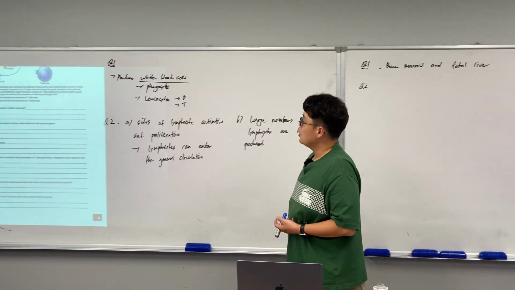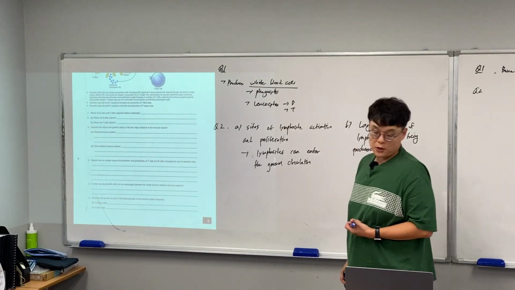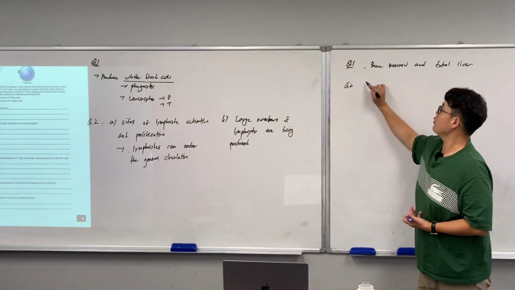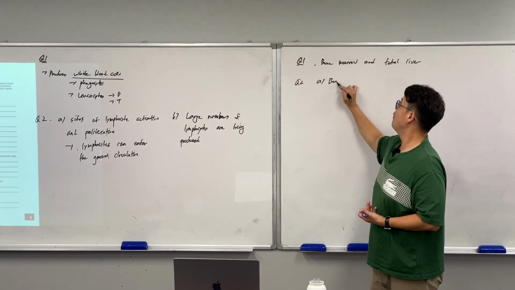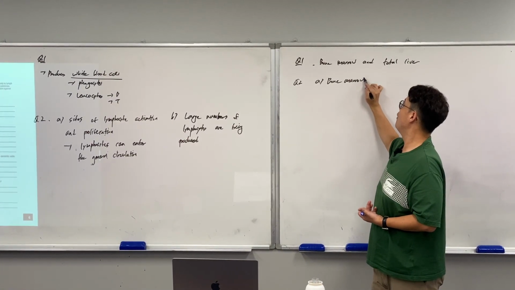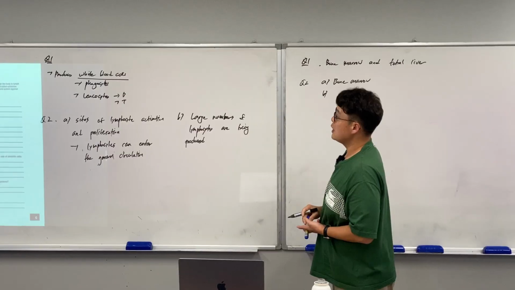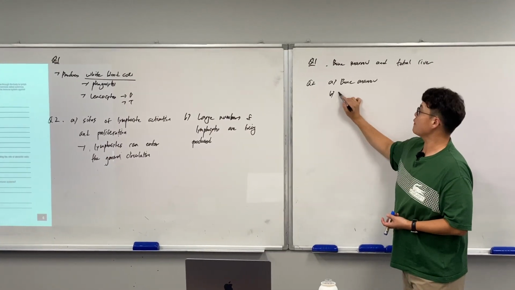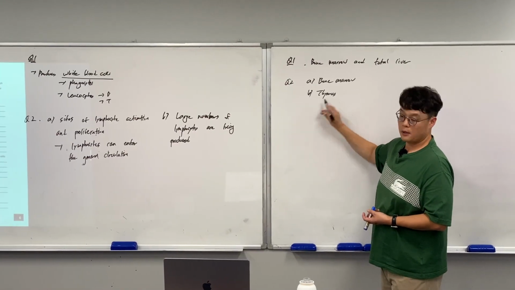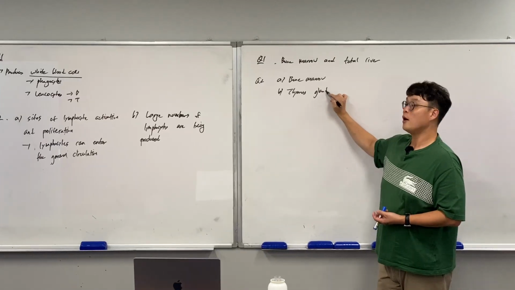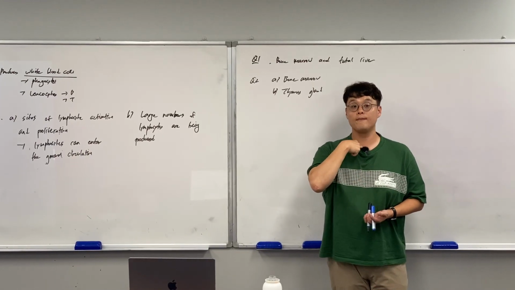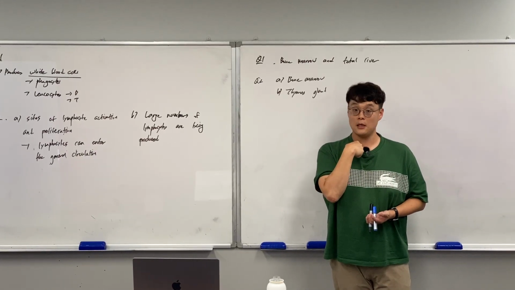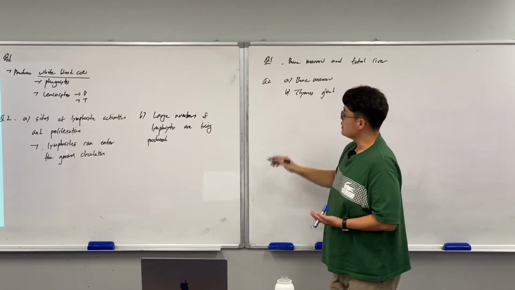Question 2. Where do B cells mature again? They mature in the bone marrow. What about the T cells? T cells mainly mature in the thymus gland. Where is the thymus located? Here. That's basically where the thymus is located.